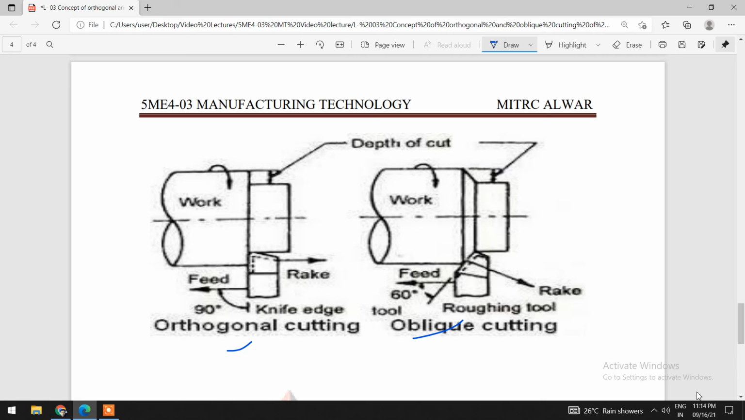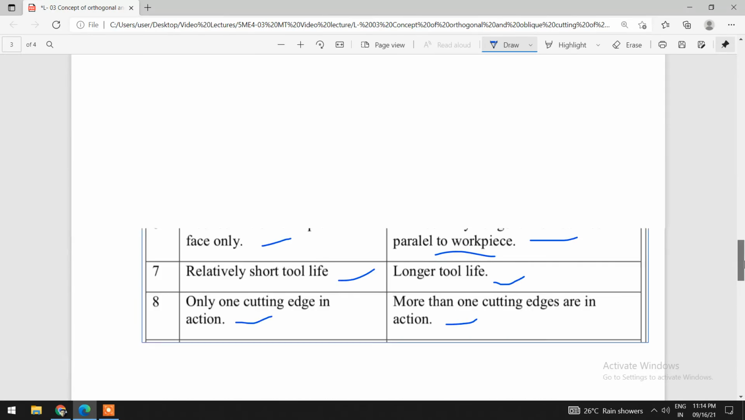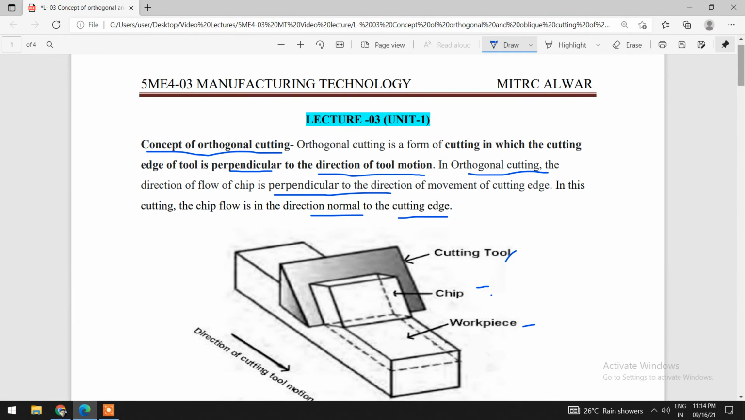So these are the major differences between the oblique cutting and orthogonal cutting. So I hope that you all have understood the content of today's lecture, that was the oblique cutting and orthogonal cutting. So in the next lecture we will continue with the remaining topics. Okay, thank you so much.